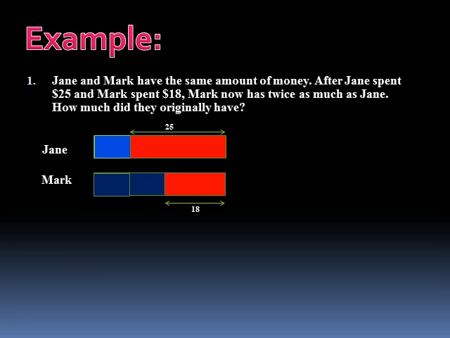Okay, so this is a good way to start your diagram, so you don't have a lot of adjusting to do. Okay, so let's review first. We have the same amount of money. Jane spent 25, the remainder is the 1 blue box, and after Mark also spent 18, he has twice as much as Jane's remaining money. So you need to make sure that you have 2 blue boxes for Mark. And of course the red box under Mark represents the $18. Okay, so let's look at this diagram carefully.